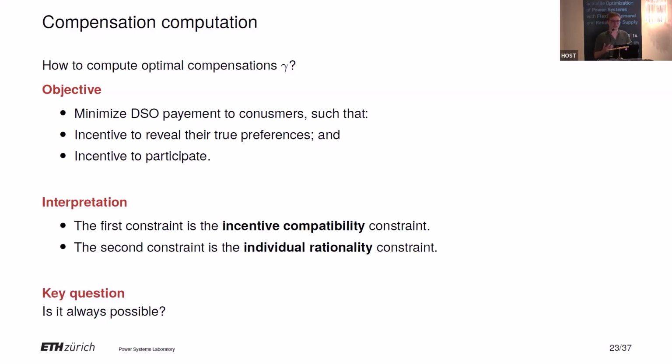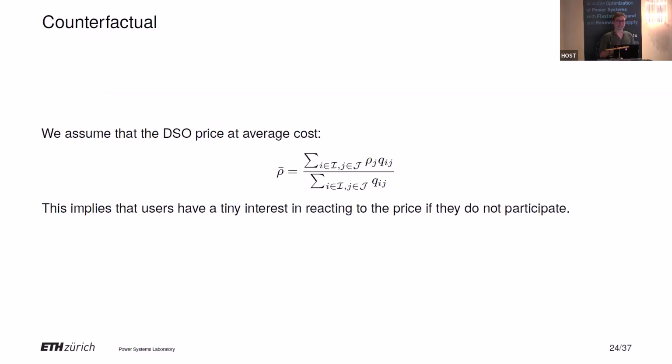And of course, a key theoretical question here is that, sure, you want to do this, but is it always possible? Can you compute such gammas such that the users have an incentive to participate and to reveal their true preferences? And the answer, perhaps unsurprisingly, depends on what the retail price is that they face should they not participate. Of course, if the retail price is extremely low, then the users don't want to participate. They just want to face a very low retail price.